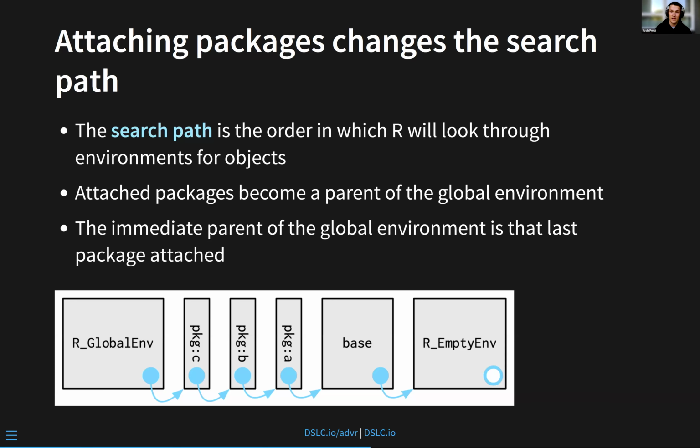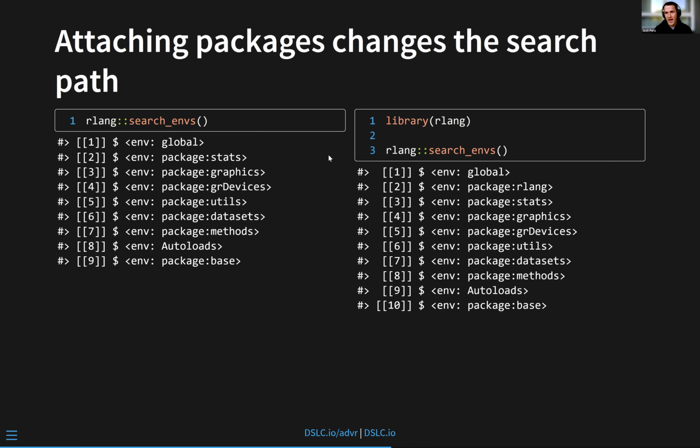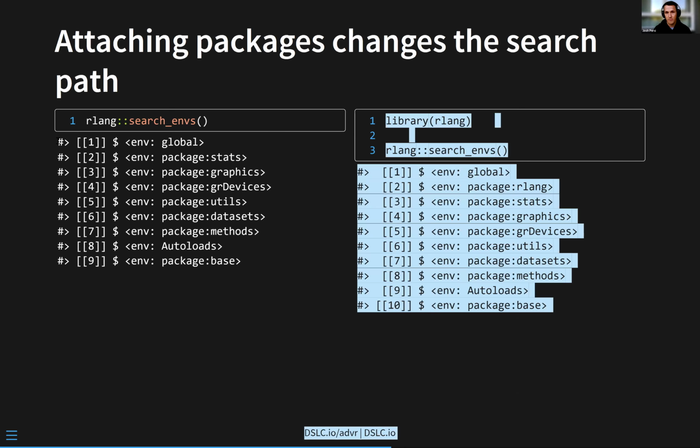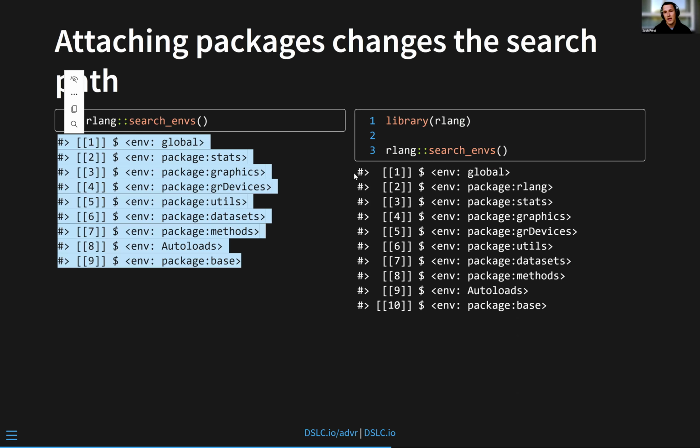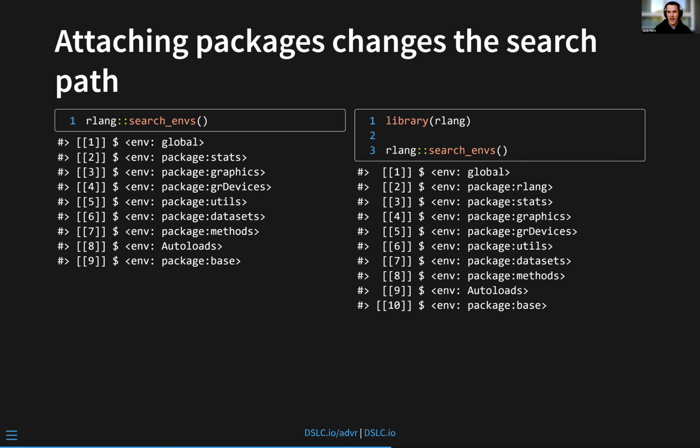So every time you are loading a package, you are in essence changing your search path, because that new package, which is theoretically right here, needs to slot in between your global environment and your most recently called package. And this just shows what I was saying. Attaching packages changes the search path. This is our search path with no packages loaded, by me at least, by the user. But then if you call library(rlang), you'll see that rlang is now the parent of the global environment, and there's some proof for you.